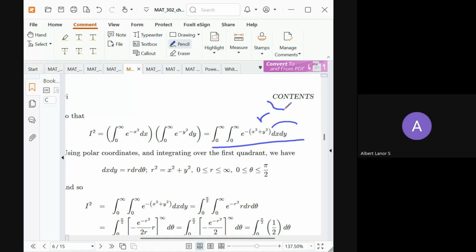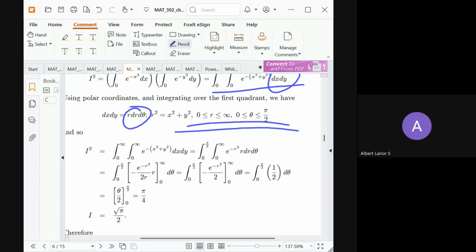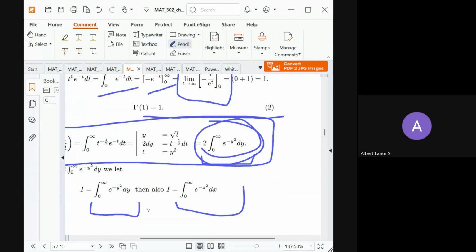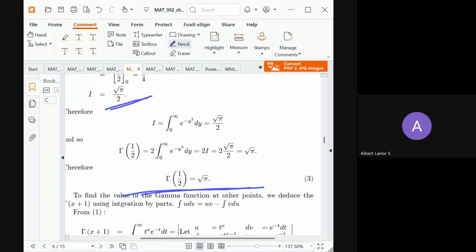Then dx dy is r dr d theta. Then you integrate it by polar integrals. Now, when you go through all of them, you have I equal to the square root of I over 2. Now, what is I? I is what we represented by one of them. I is e to the minus that.